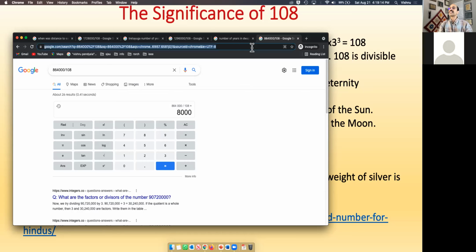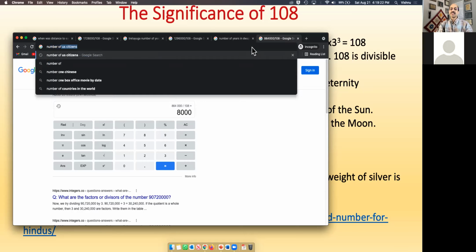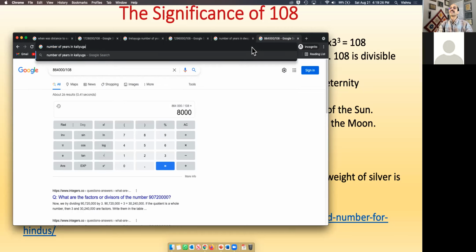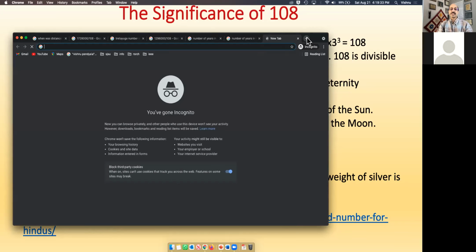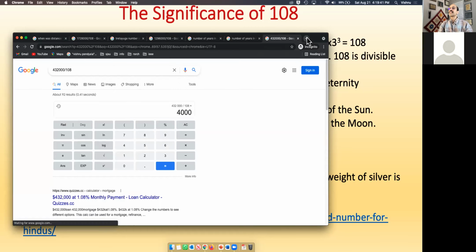And okay, let us look at Kali Yuga. This was Dwapara Yuga, right? Yeah, Kali Yuga. Number of years in Kali Yuga: 432,000. So let us do this. 432 and 3 zeros divided by 108. And that is 4,000 years. So as you can see, 108 is the common factor for all these yugas, right? Kali Yuga is 4,000 times 108. Dwapara Yuga is 8,000 times 108. Treta Yuga is 12,000. And Satya Yuga is 16,000. See, and the common thing is 108.